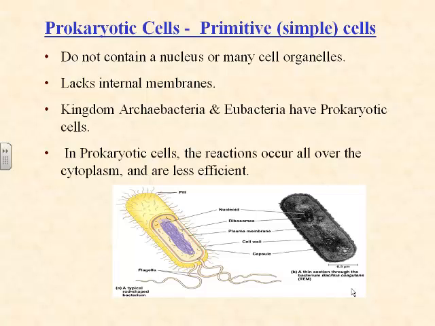Now, there are two main types of cells. There are your prokaryotic cells, and those are your primitive or simple cells. These cells don't contain a nucleus or many organelles. They have some organelles. They'll have your ribosomes, since they still need to make protein. They sometimes have cell walls. They'll have their membranes, and then they often will have cilia or flagella. But essentially, it's a very basic or primitive cell.